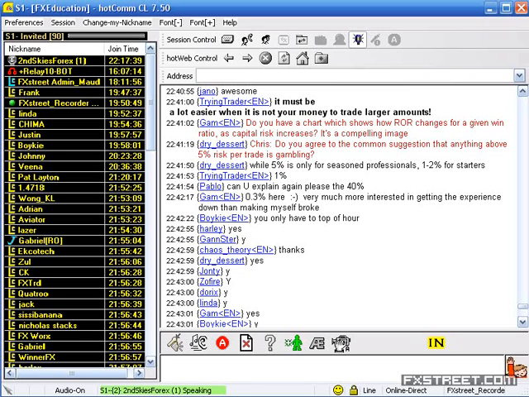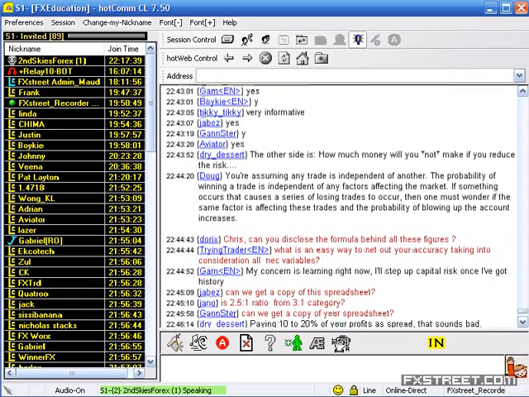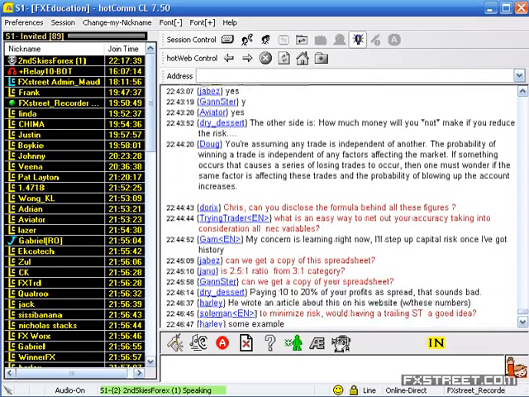Let's see here. 0.3% says, very much more interested in getting experience down than making myself broke. I would think you'd want both to be a goal instead of an either or. Dry Desert says, the other side is, how much money will you make if you reduce the risk? Yeah, well, that depends on profit targets as well, doesn't it? Depends on payoff ratios. But it doesn't really matter how much money you will make if you have a mathematical fact that you're going to blow up your account, now does it? If it's a mathematical fact you're going to blow up your account, it doesn't really matter how much money you're making. Eventually, you're going to lose it all. So hopefully I answered your question.